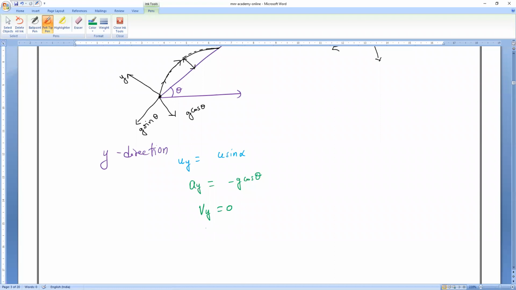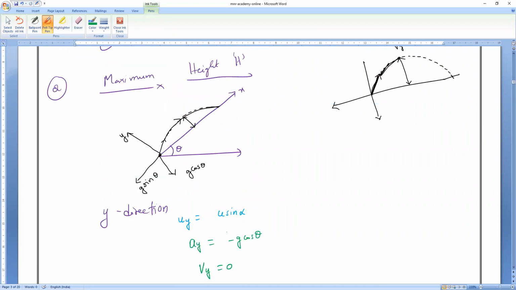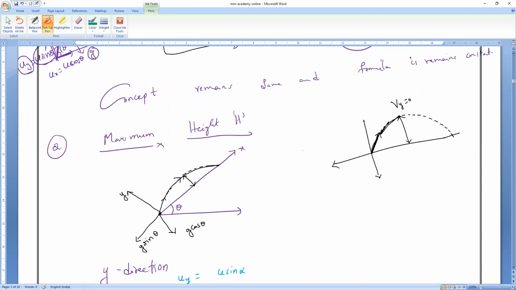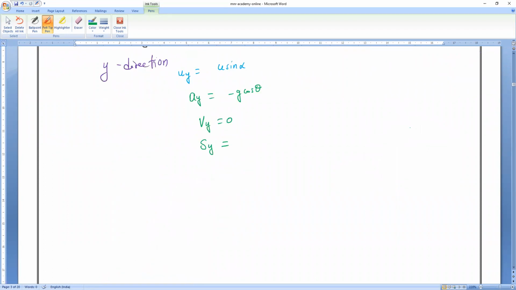Okay. And halfway means displacement is what? Zero or maximum height? Displacement, halfway, is the maximum height. That you should understand. So displacement in y direction, halfway or complete path? Halfway. And here the final velocity is zero also. Halfway or complete path? Halfway. Clear?